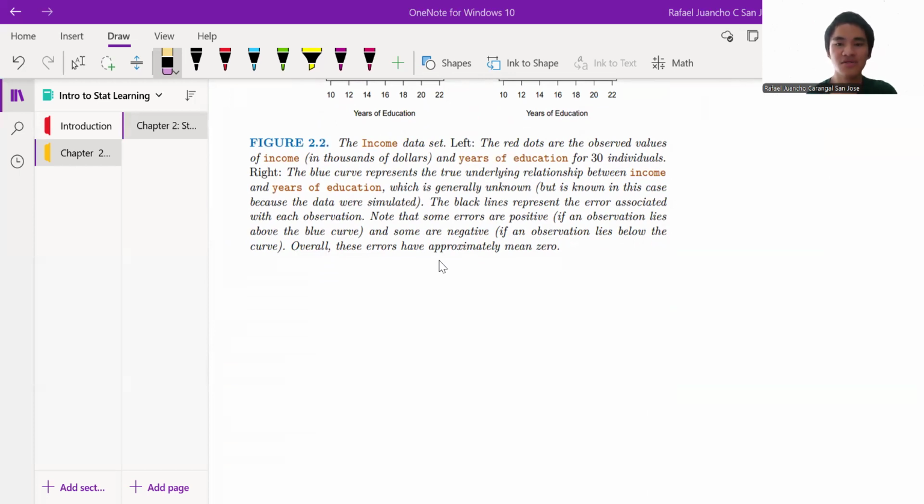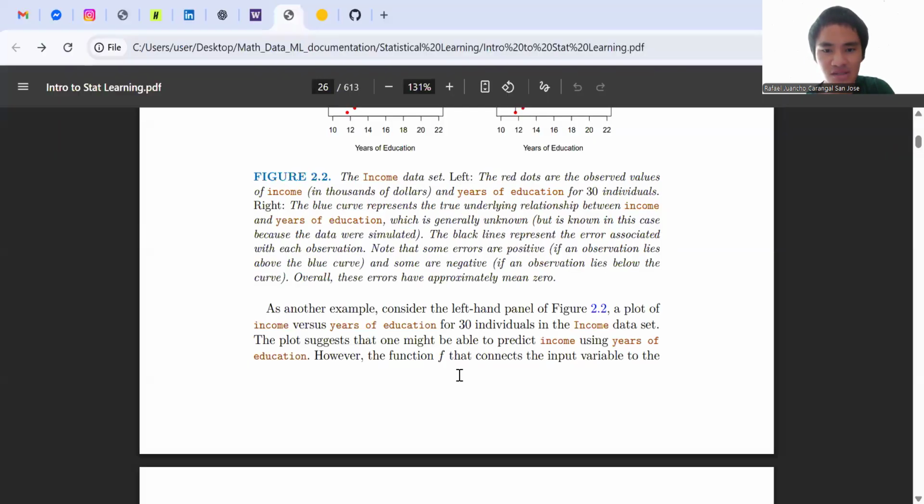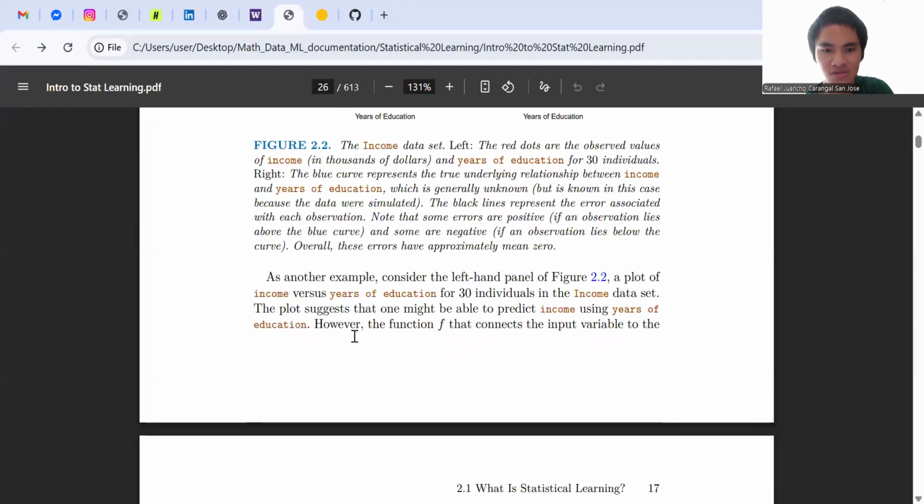As another example, consider the left-hand panel of figure 2.2. Okay, they talked about it. I'm going to skip that bit because they did talk about it. I'll go back to the book. Yes, they did talk about what we were talking about. So that's 30 individuals.